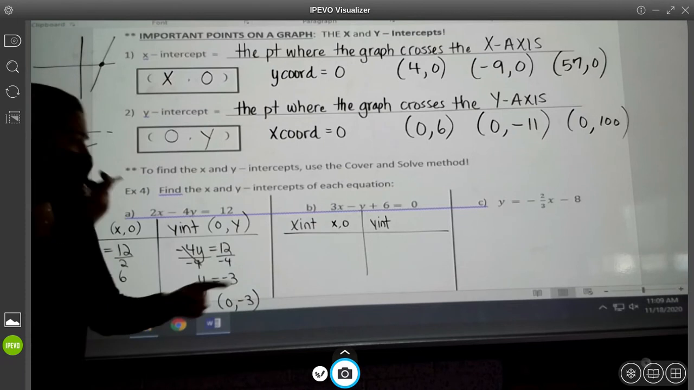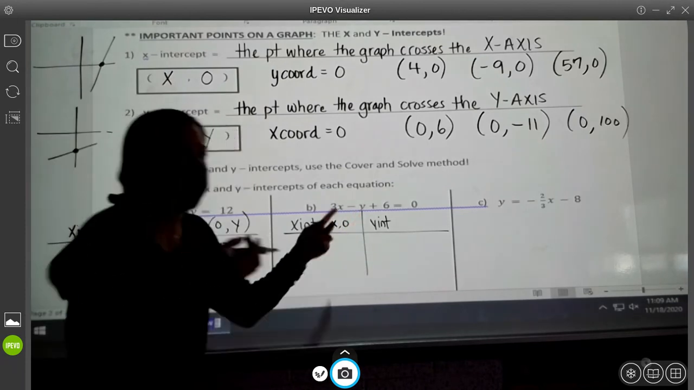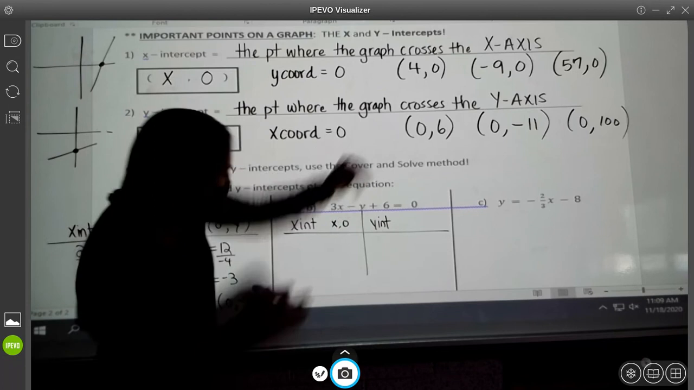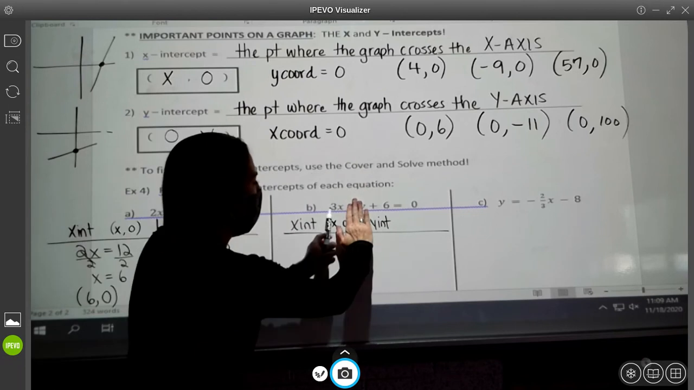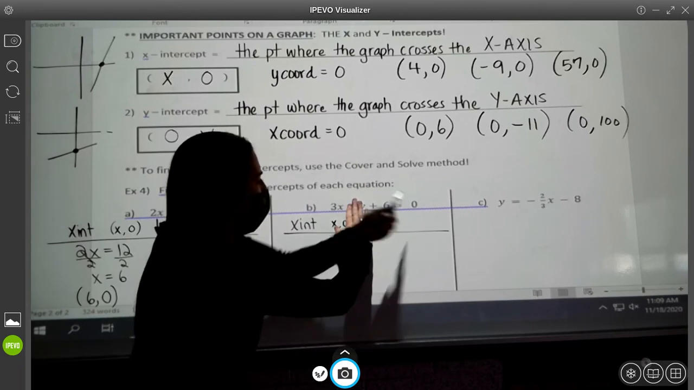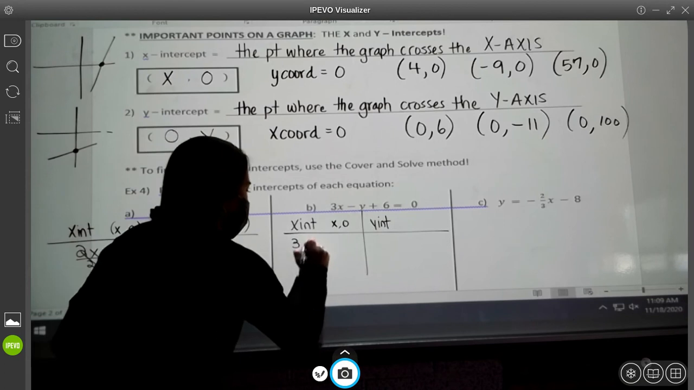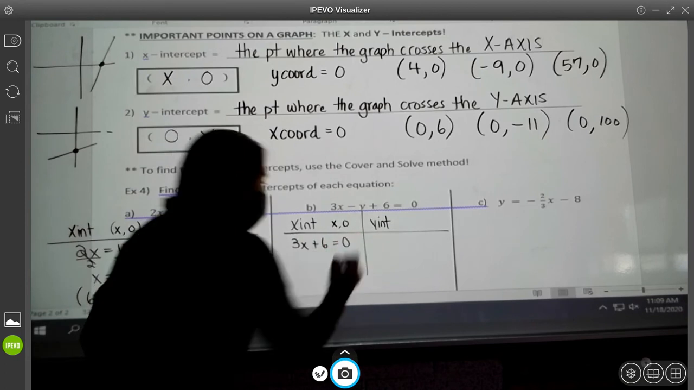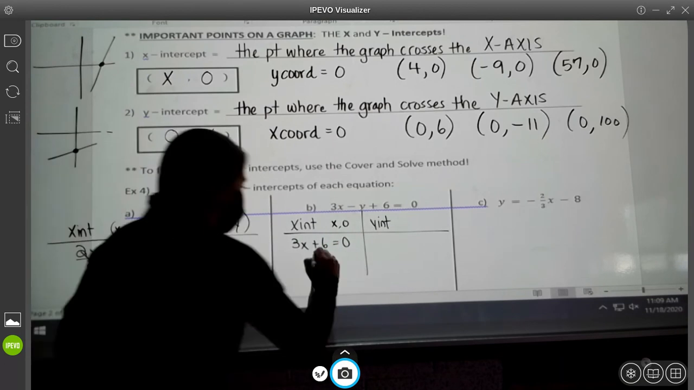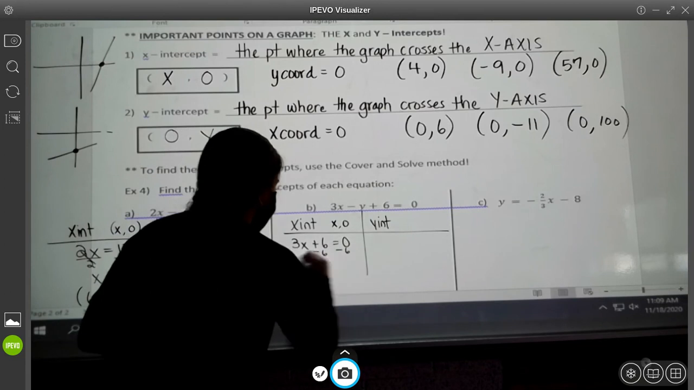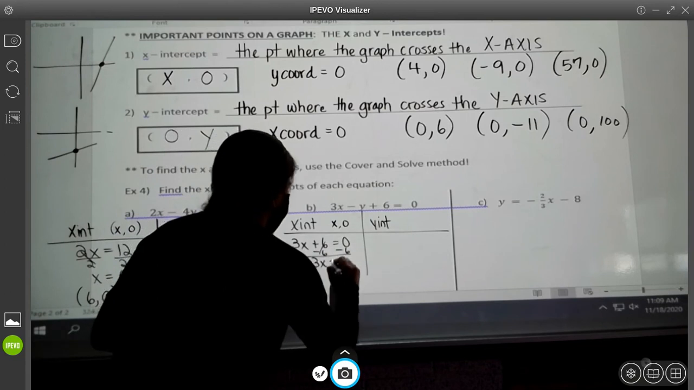And now solve this for x. Minus 6. 3x equals negative 6. Divide by 3. And x is negative 2. So this graph will cross over the x-axis when x is negative 2. As an ordered pair, that's negative 2, 0.